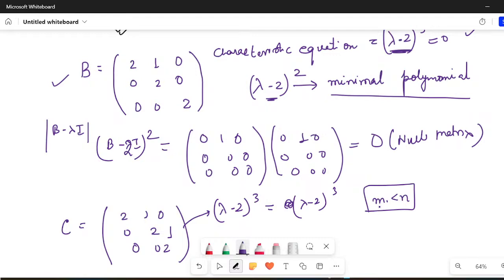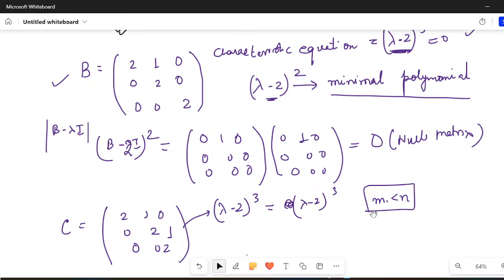I hope it is clear. I know I have not taught you right now how to find the minimal polynomial, but just for the definition's sake, are you getting my point? Okay, so I hope everybody is getting the point. Now let us do some questions.